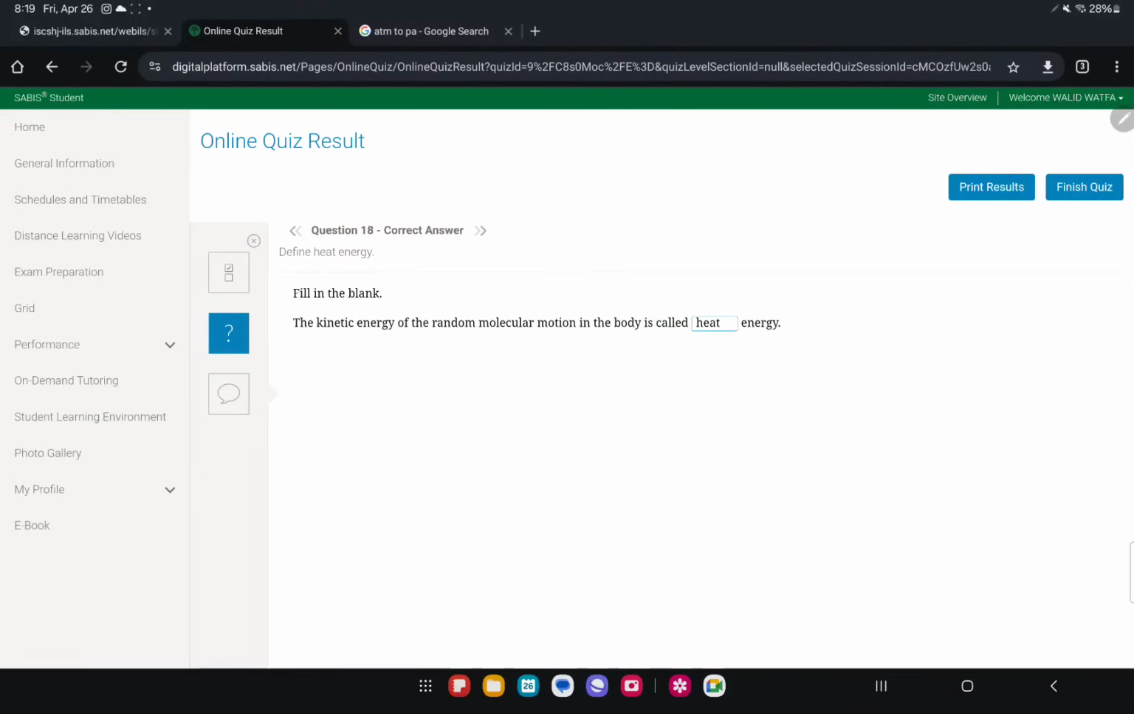The kinetic energy of the random molecular motion is called heat energy. Again, always associate the kinetic energy with heat energy. Think about it like this: kinetic energy and temperature are related, temperature in Kelvin. But can you say temperature energy? No. Which energy is related to temperature? You guys know it's thermal energy, right? Which is the same as heat energy. Just call it heat energy.